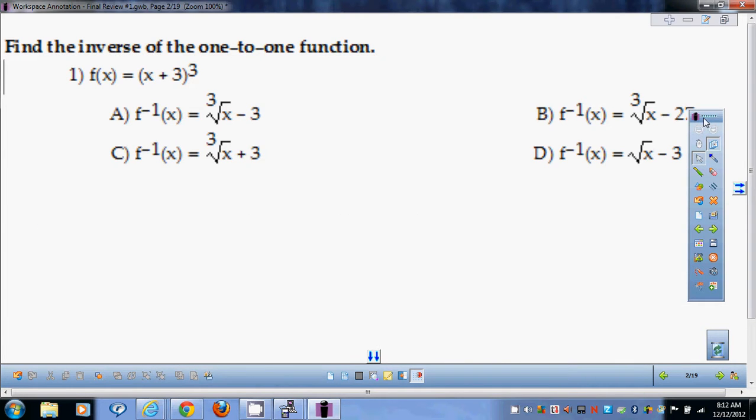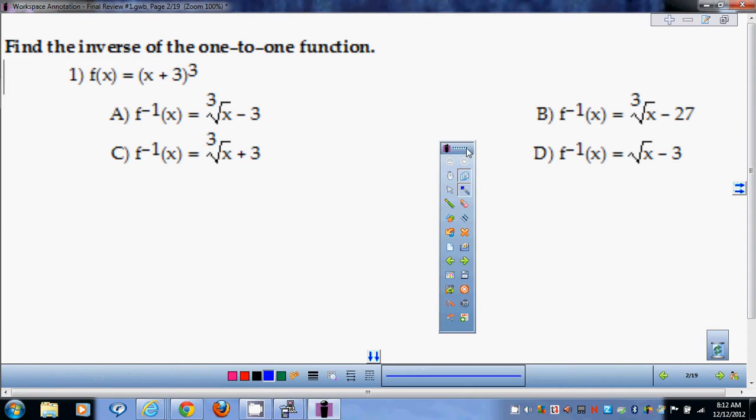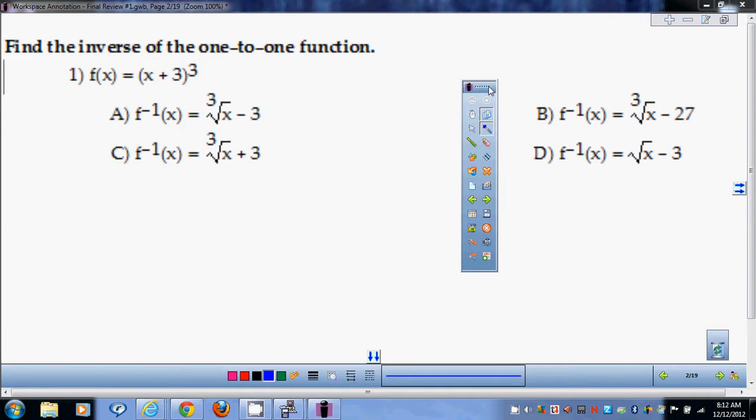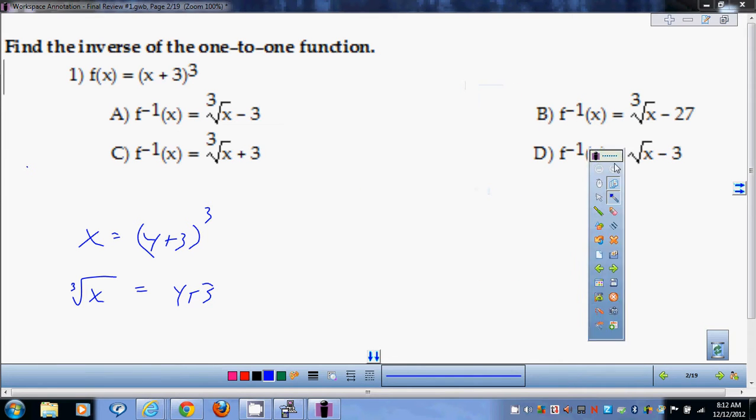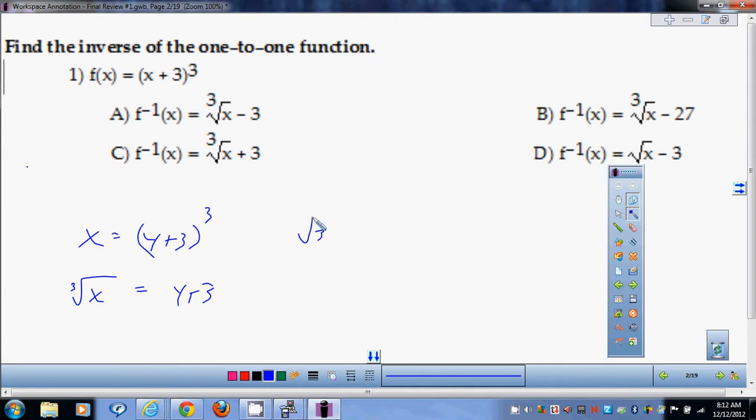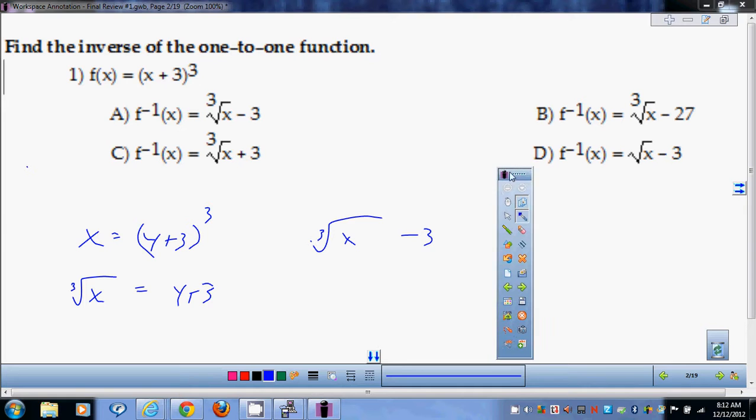And you're exactly correct. It's just going to give you a function, and you need to switch the x and the y. That is x equals (y plus 3) cubed. How do I solve this? Solve for y. Take the cube root of both sides. Subtract the 3. So that'll be the cube root of x minus 3, which is A.